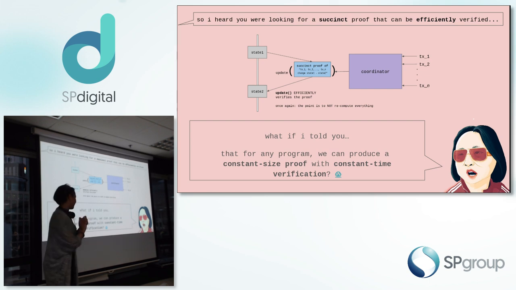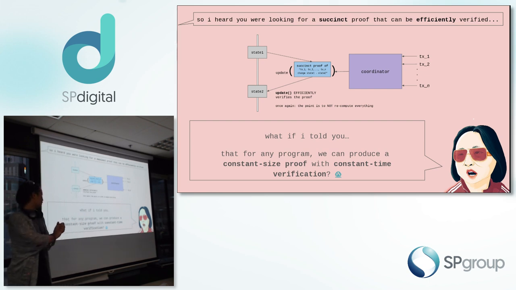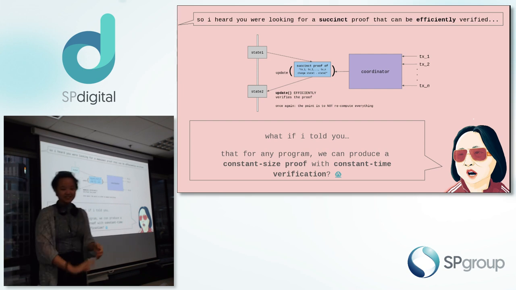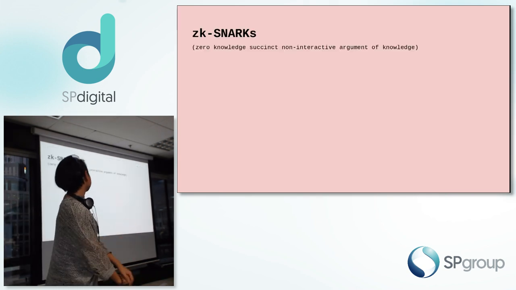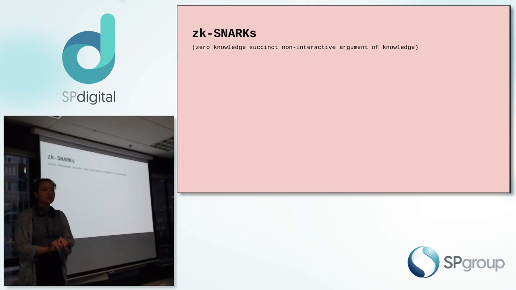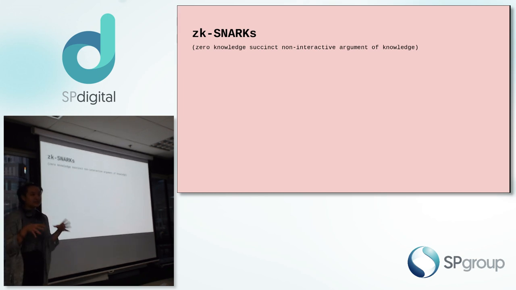Like, how much shorter can you get than that? A constant size proof that takes constant time to verify. Well, you can do that. And by the way, if anyone has any questions at any point, please stop me. Okay. So how do we get a constant size proof that can be verified in constant time?